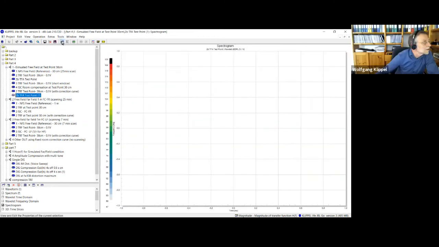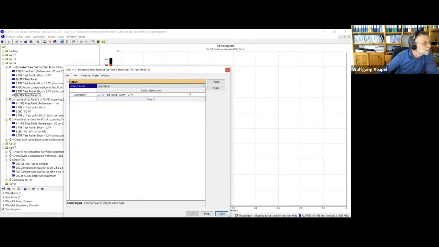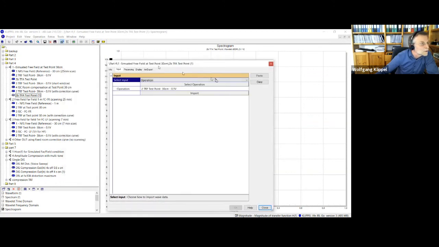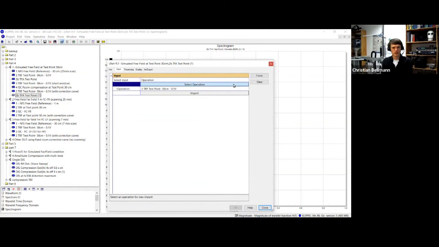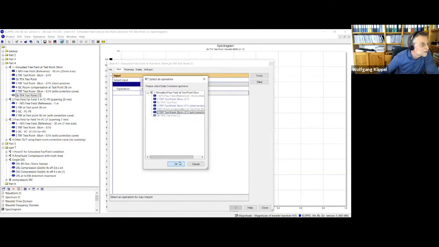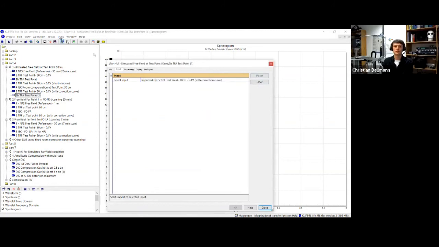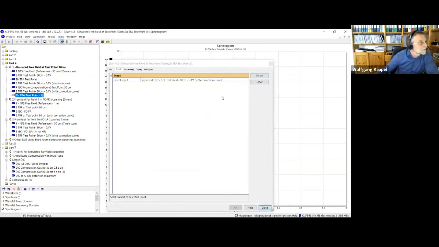And we are just selecting here the other test point operation. That's here the TRF 30 centimeters. This one, no. You have to select a different operation. This one here, that was with correction function. Import that and start.